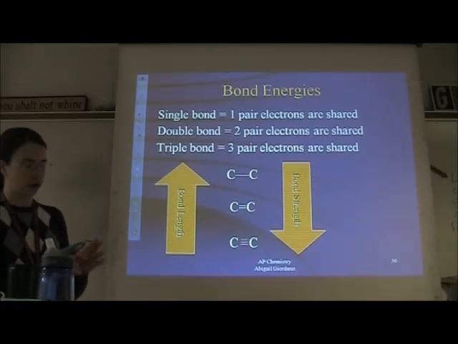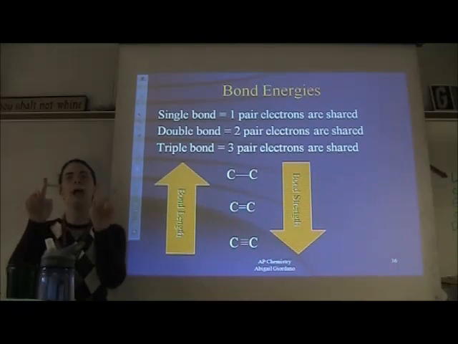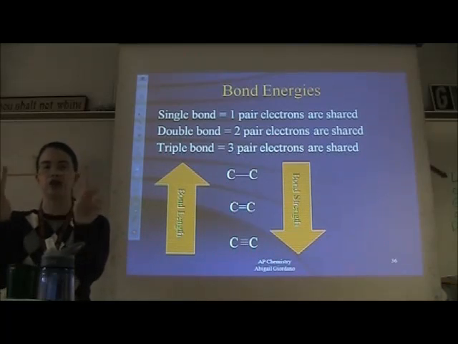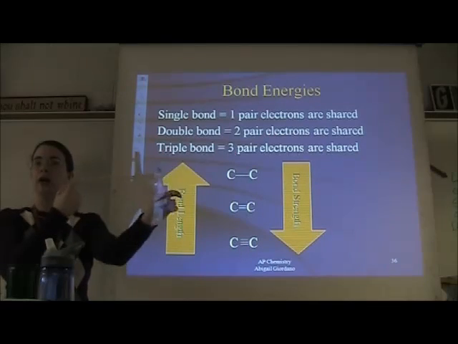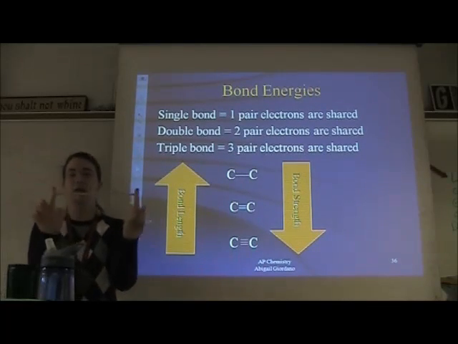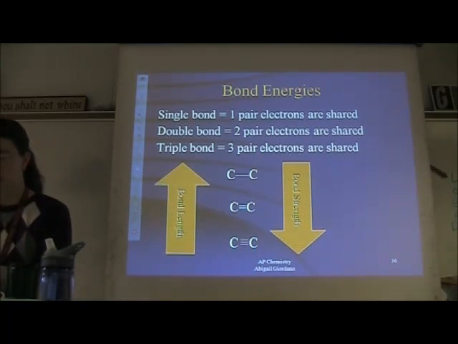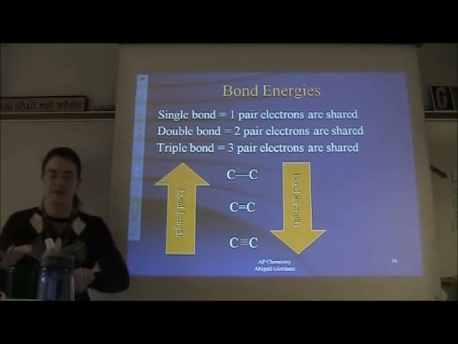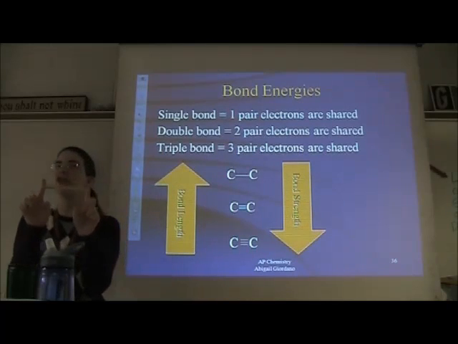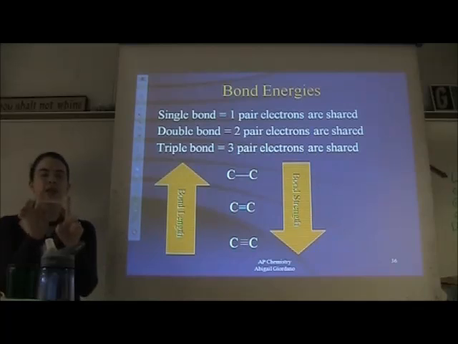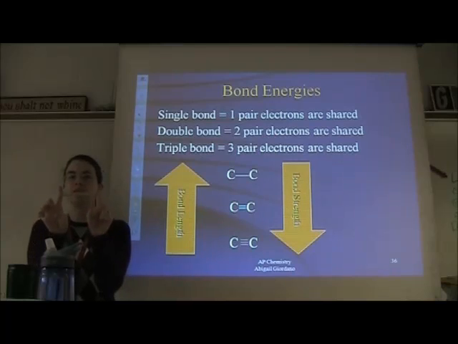I'm just going to do a little demonstration here, okay? If this rubber band represents one pair of electrons that I'm sharing between my two hands, my particles, okay? If it's just one, I can stretch it pretty far. A single bond can be relatively long in length. If I go to a double bond, I can't stretch it quite as far. A double bond is not as long as a single bond, and I'm feeling a greater force on my fingers with two rubber bands. The strength of a double bond is greater than a single.